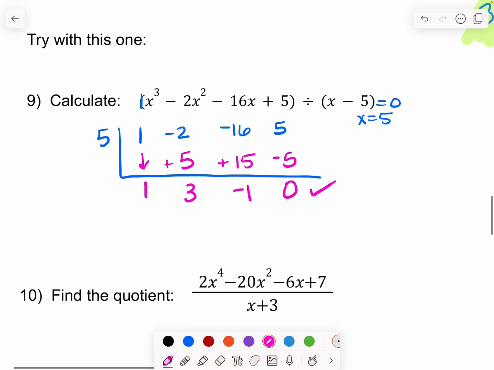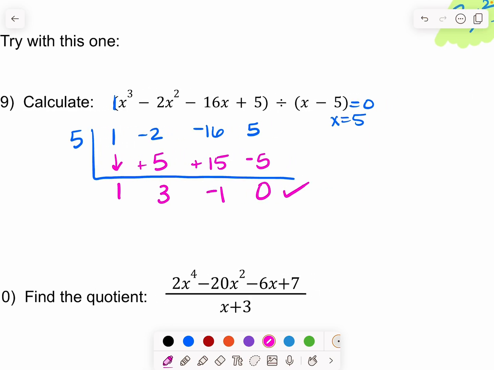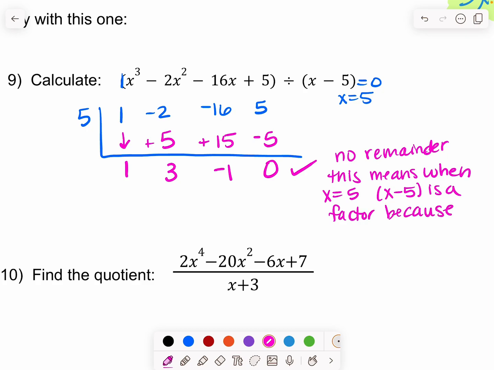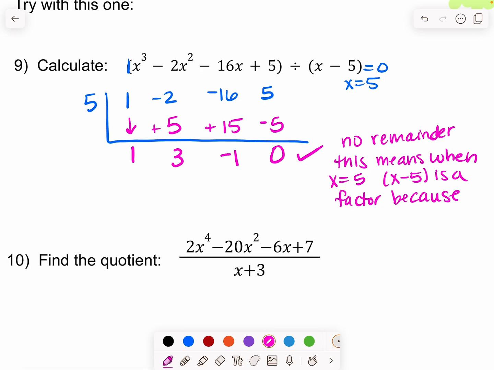Now this is a special situation. There is no remainder. Okay, there's no remainder. So this means a lot of different things actually. When x is equal to 5 in this, x minus 5 is a factor. We get a remainder of 0. It is a factor that goes into it evenly.